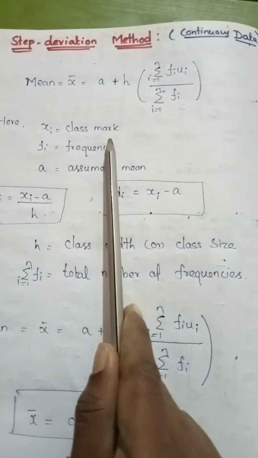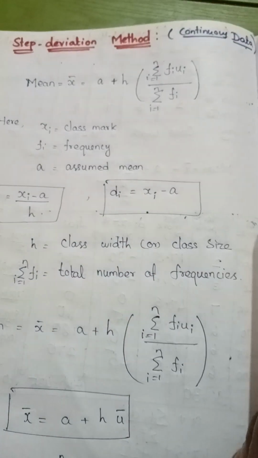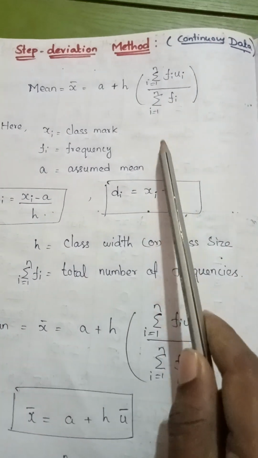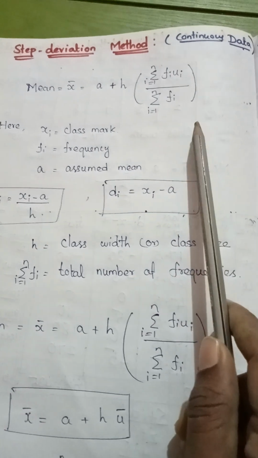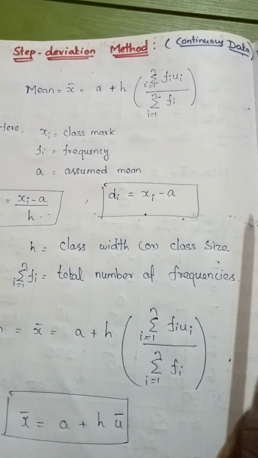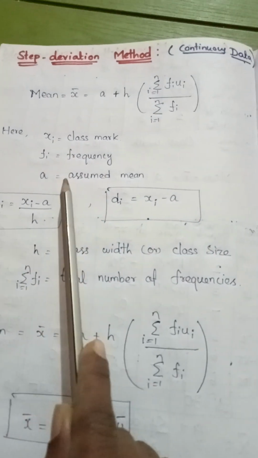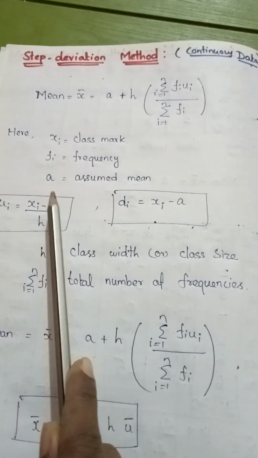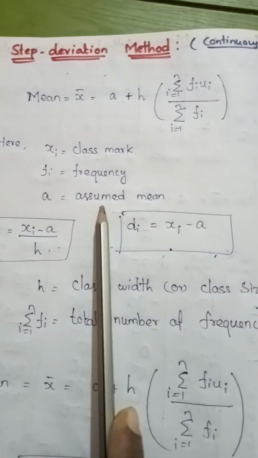Here, xi equals class mark. You know class mark, how to find class mark. Here, continuous data. So, class mark xi equals upper class limit plus lower class limit divided by 2. The average, only the class mark. Next one, frequency fi. fi equals frequency. Next one, small a is the assumed mean.